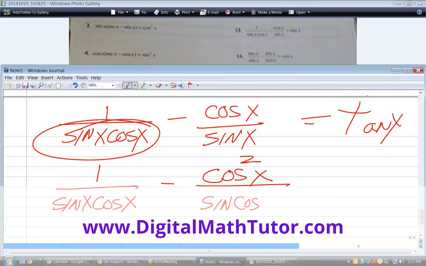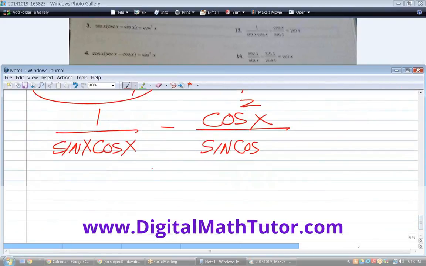Always be looking for the 1 minus cosine squared. In other words, they design these problems so that they will work out perfectly. You'll notice that you have not yet found a problem that is not an identity. They do not teach you how to disprove identities. The only thing they teach you is how to prove identities.